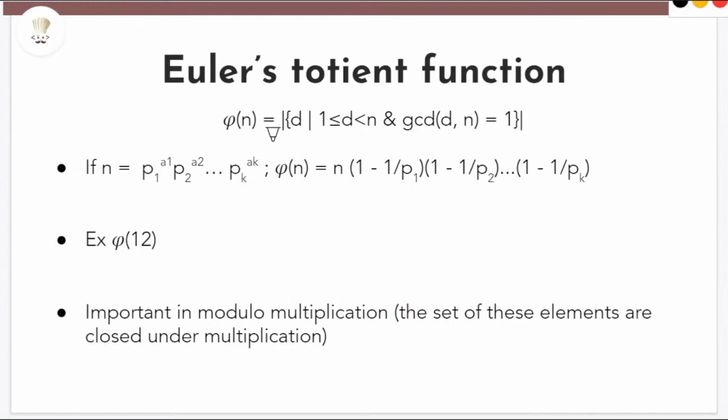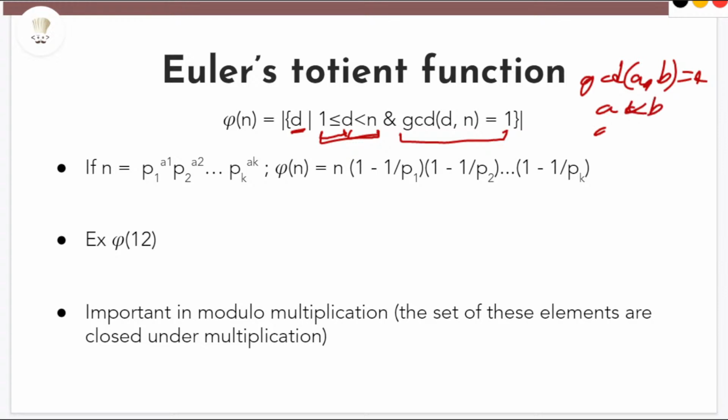Euler's totient function is the number of numbers greater than or equal to 1 and less than n, basically between 1 and n minus 1, which are co-prime with n. Co-prime meaning GCD of d and n is equal to 1. We say A and B are co-prime if GCD of A and B is 1, right? If GCD of A and B is 1, then A and B are co-prime.